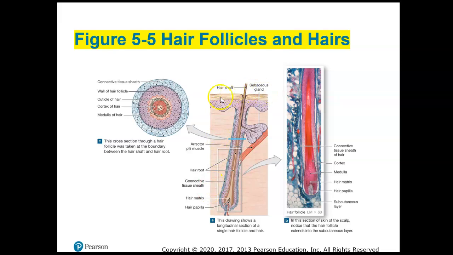Looking at this image, picture A, it shows the hair follicle and a hair. A few structures I want to point out to you is that the hair follicle, which is the entire thing, is associated with sebaceous glands. The sebaceous gland is attached to the hair follicle so that oil or sebum is released into the same pore that the hair is in.